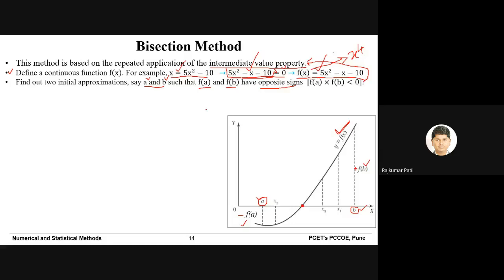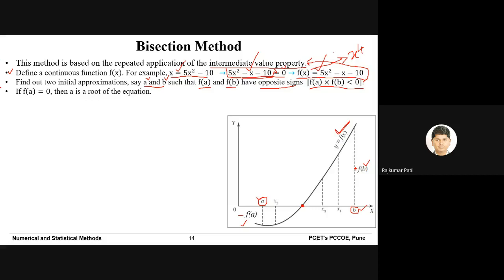So this is very important. At the beginning, you don't have a graph, so you need to decide the values of A and B so that f of A and f of B have opposite signs, so that it satisfies the intermediate value property. So this is step number 2.